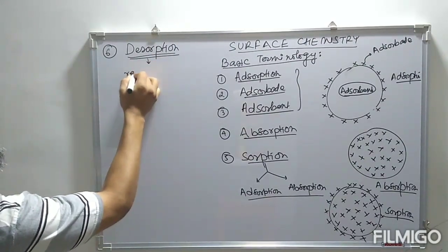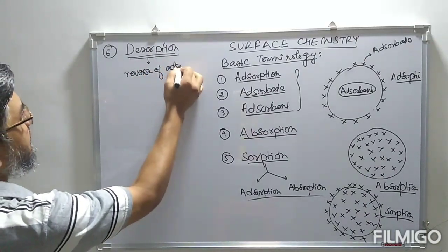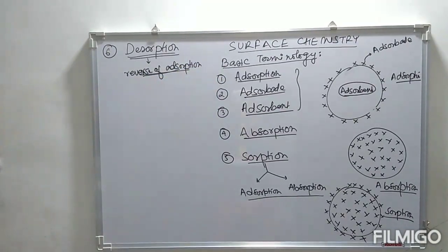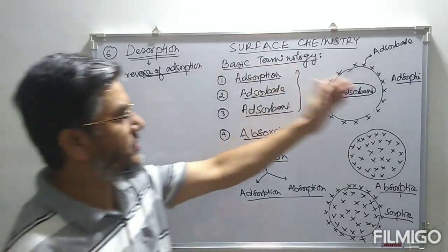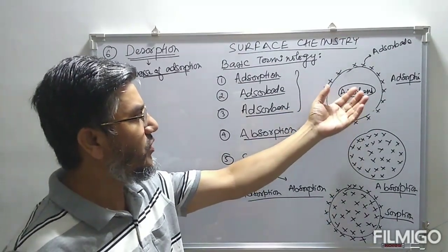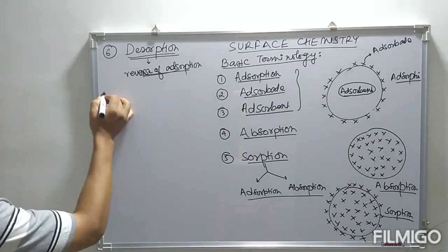So this is the reverse of adsorption. That means the process of accumulation is known as adsorption. The process of removal of molecules from the adsorbent is known as desorption.